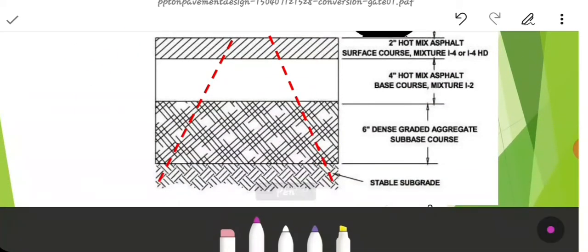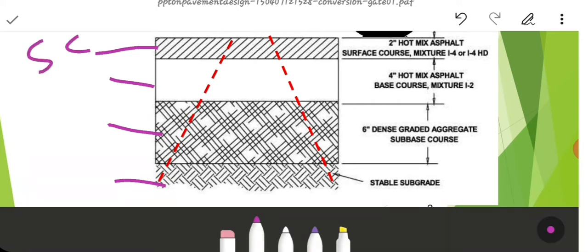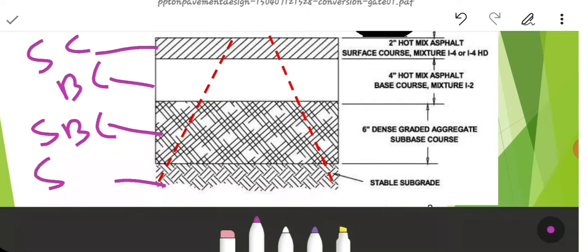There are four layers. This is first layer, second layer, third layer and fourth layer. First layer is called surface course. Second layer is called base course. Then third layer is called sub-base course. Okay, and fourth layer is called subgrade.